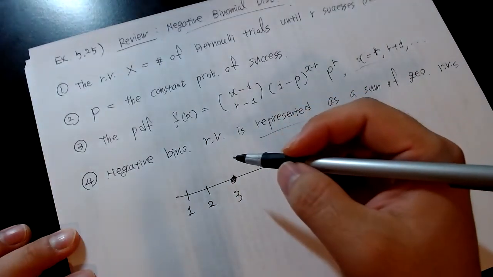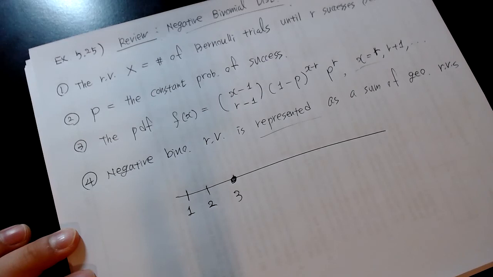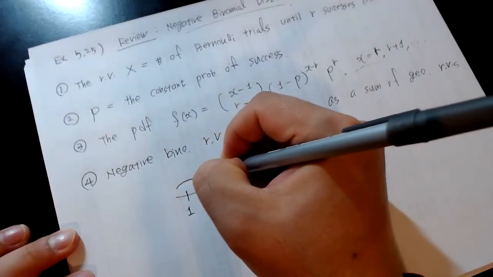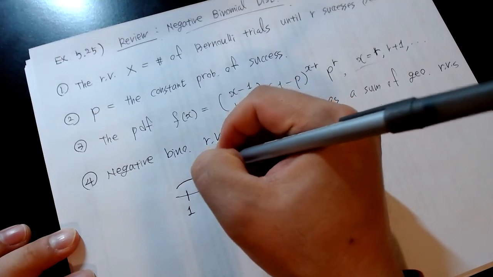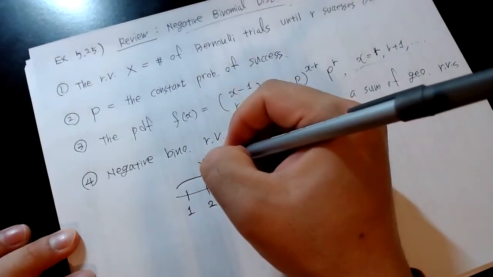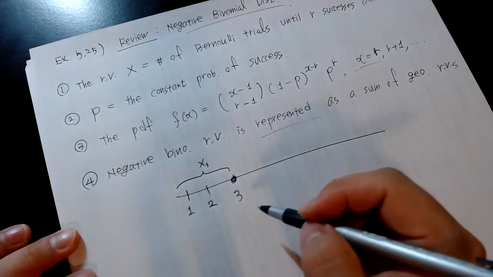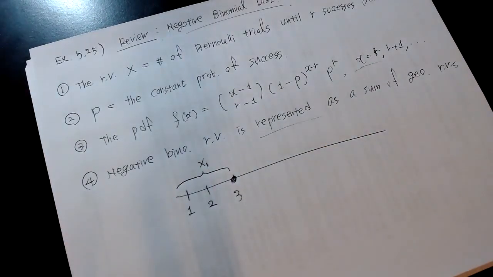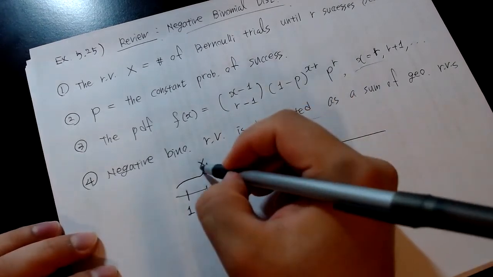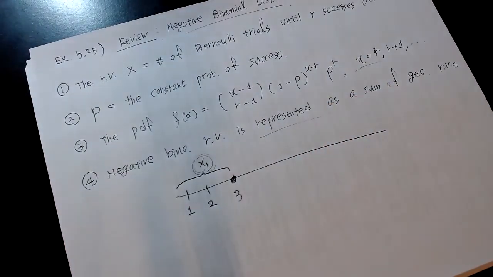Let's say this is X1. Then here, that is going to be 1 through 3. That's going to be the geometric random variable X1. So X1 can be 1, 2, 3. Those are the possible values of the geometric random variable X1.